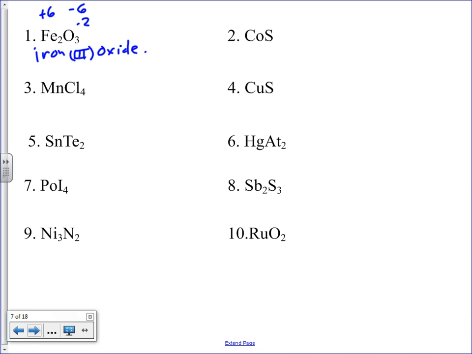Okay, for number 2, we've got cobalt with sulfur. Right? Sulfur's charge is always what? -2. Since they're 1 to 1, cobalt's charge must be +2. So this is cobalt (II) sulfide.